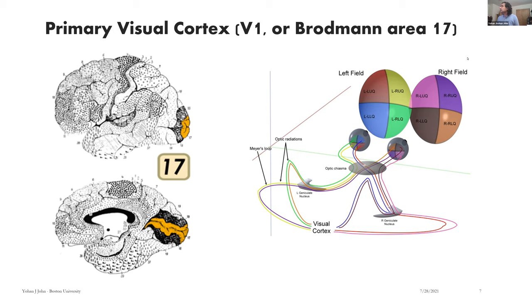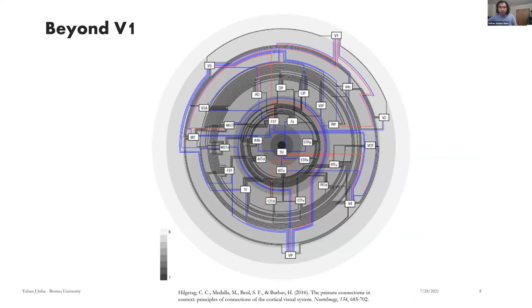The letter Q here stands for quadrant. So that's how these things map. And this Meyer's loop and optic radiations, I wasn't super familiar with, but they're basically two fiber tracts, right? Yes. Okay. But we don't need to talk about that too much. And we won't talk much about what happens beyond V1 and maybe V2 and V3 right now.